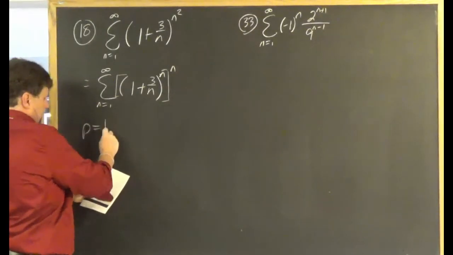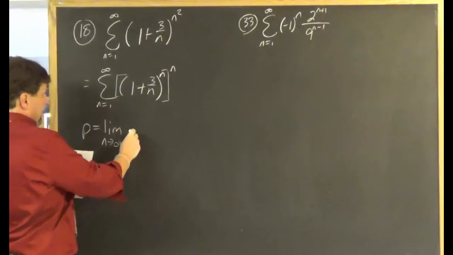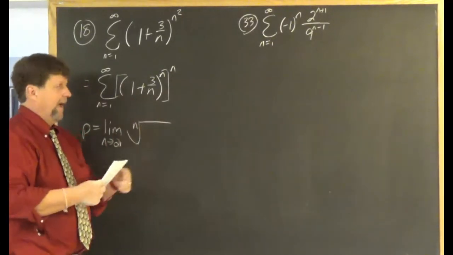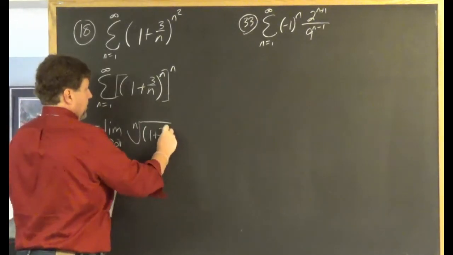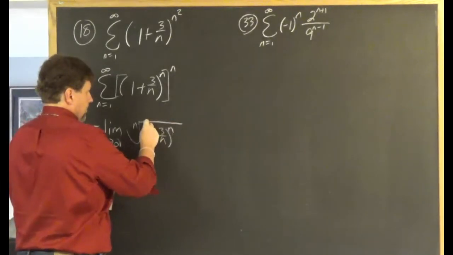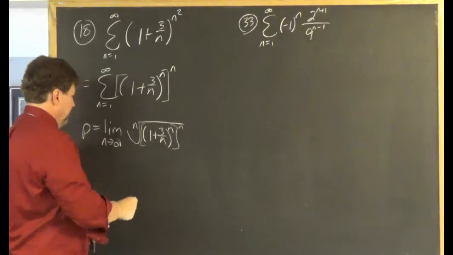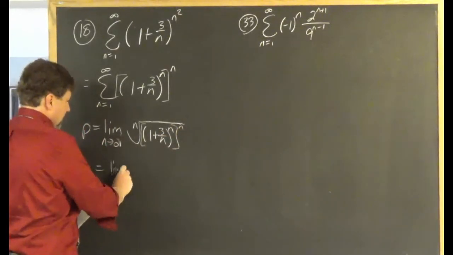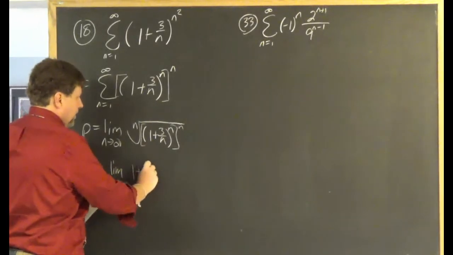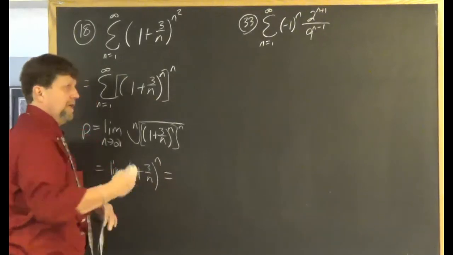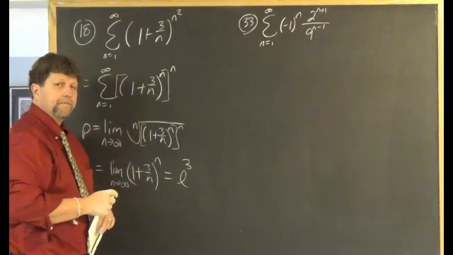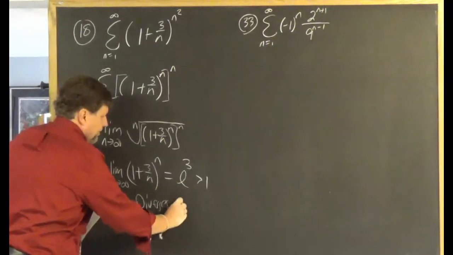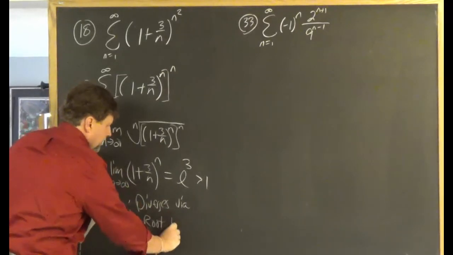So the root test. P is the limit as n goes to infinity of the nth root of the absolute value of a sub n. Well, the absolute value is just this positive thing, (1 plus 3 over n) to the nth power, in square brackets, to the nth power. So you know the nth root of something to the nth power is just going to leave you with the limit as n goes to infinity of (1 plus 3 over n) to the nth power, which you should immediately know that limit is e cubed. And e cubed is definitely greater than 1. Conclusion, the series diverges thanks to the root test.